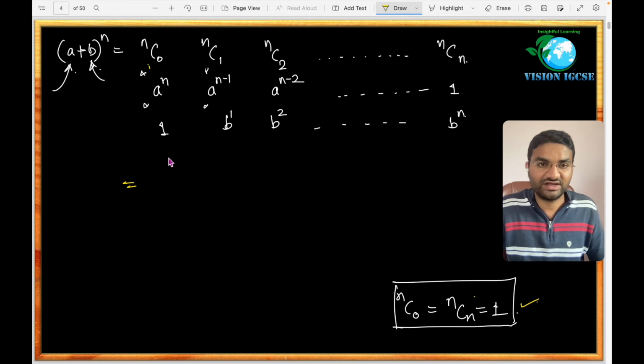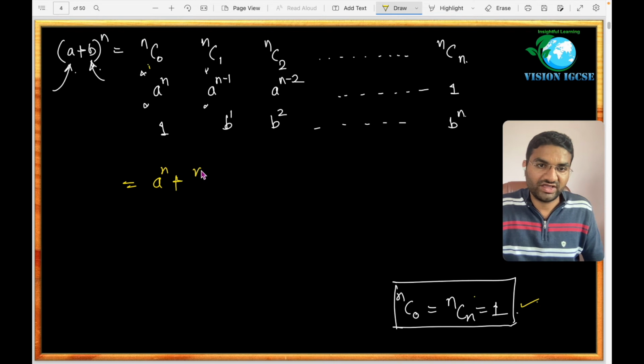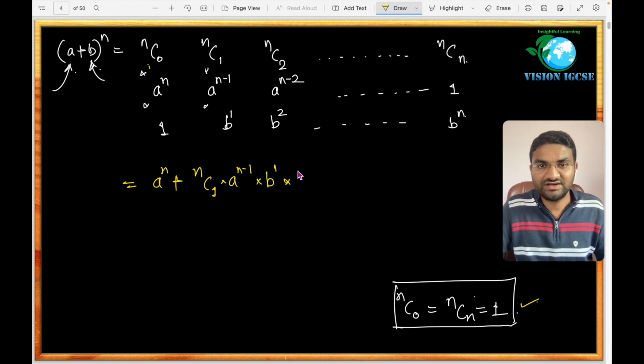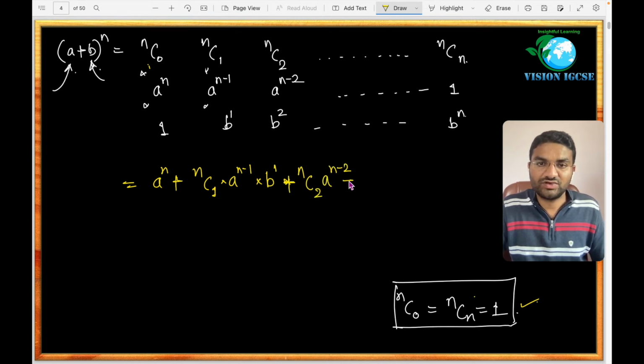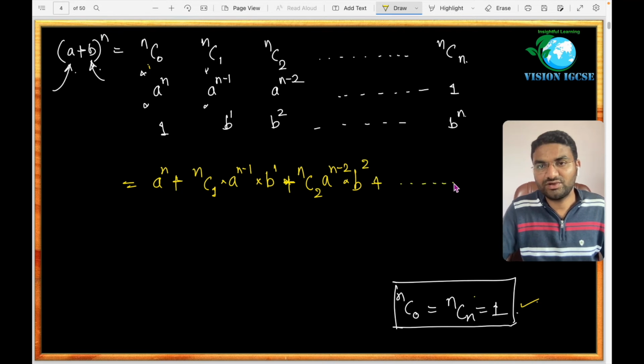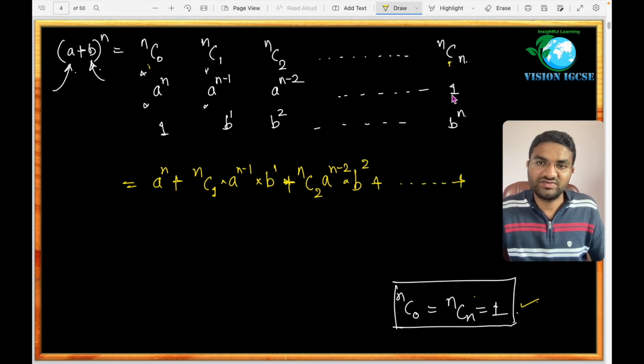1 times a raised to n times 1, it's a raised to n, plus nC1 times a raised to n minus 1 times b raised to 1, plus now nC2 times a raised to n minus 2 times b raised to 2, and plus it goes on up to 1 times b raised to n, which is just b raised to n.